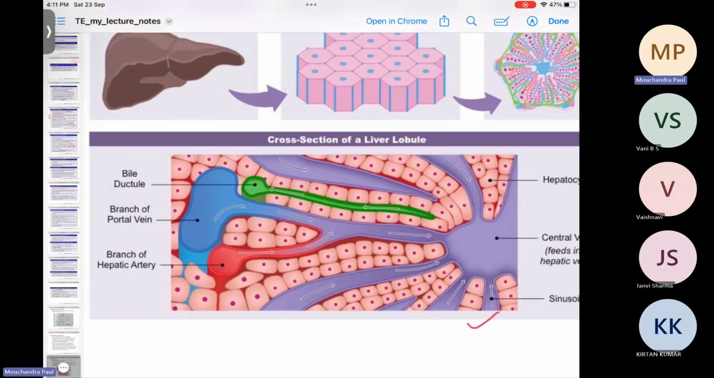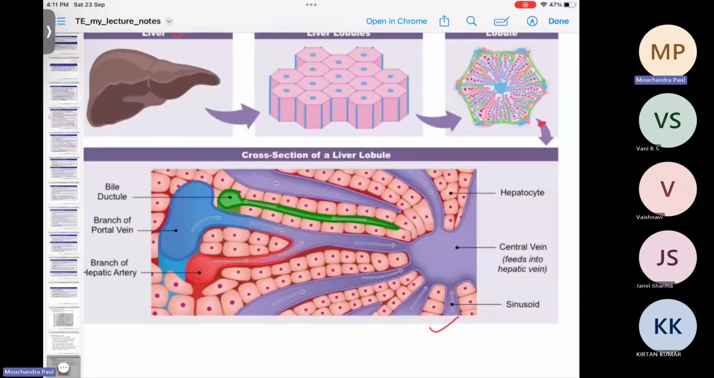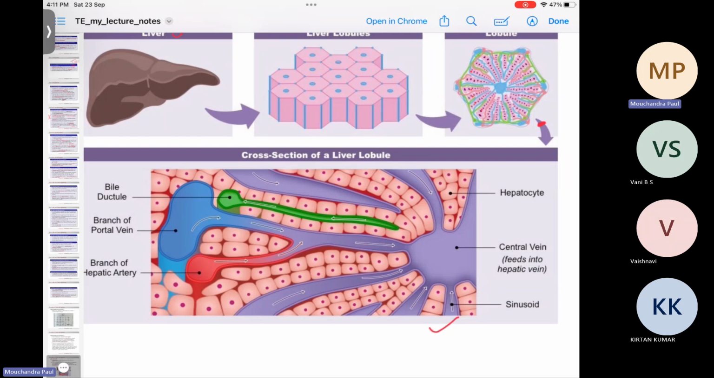So this is a much closer view actually. The green colored tubes are the bile ducts. This is the portal vein. It is responsible for delivering the deoxygenated blood, whereas from the hepatic artery, the red colored tubes, the oxygenated blood is coming.